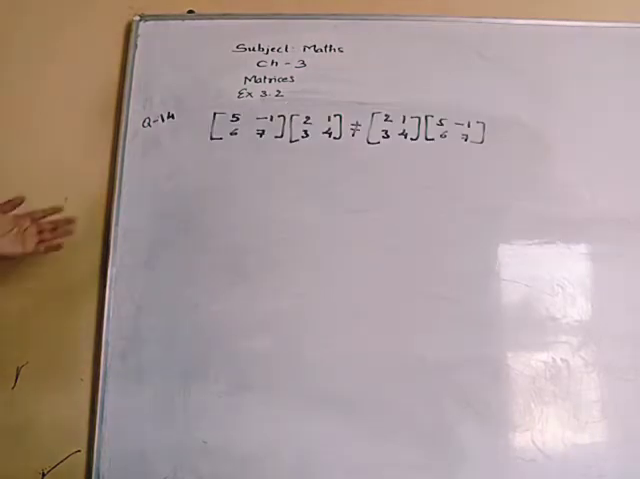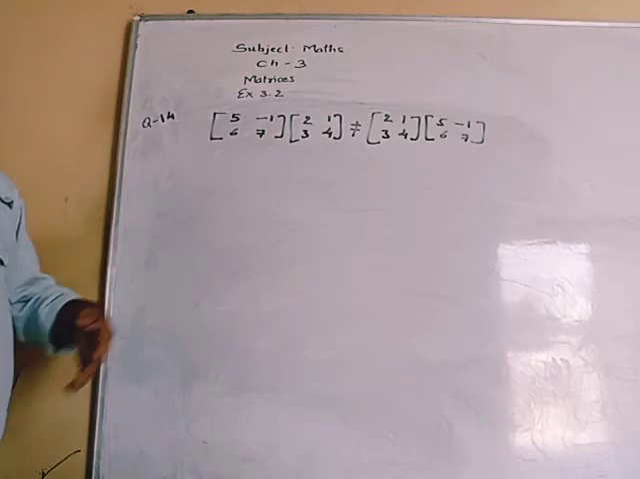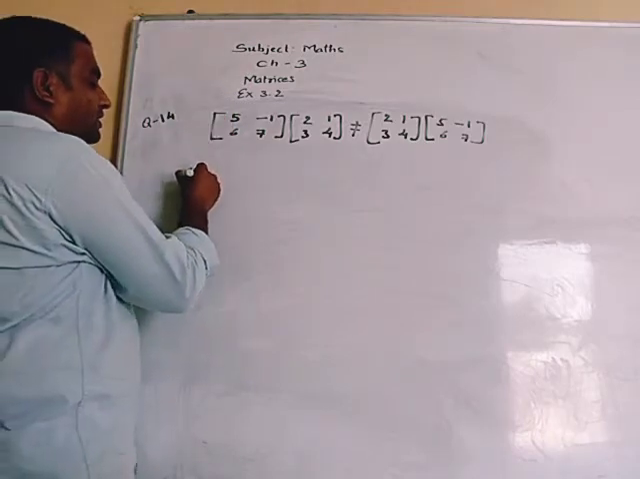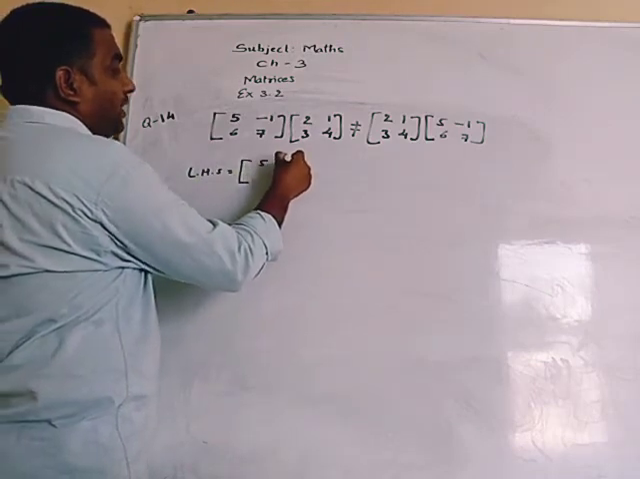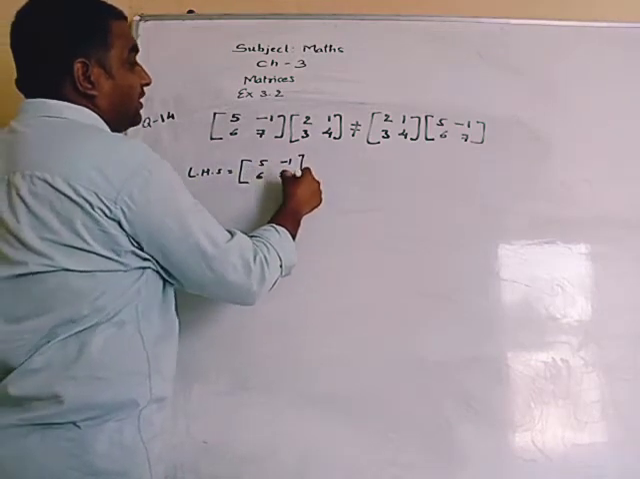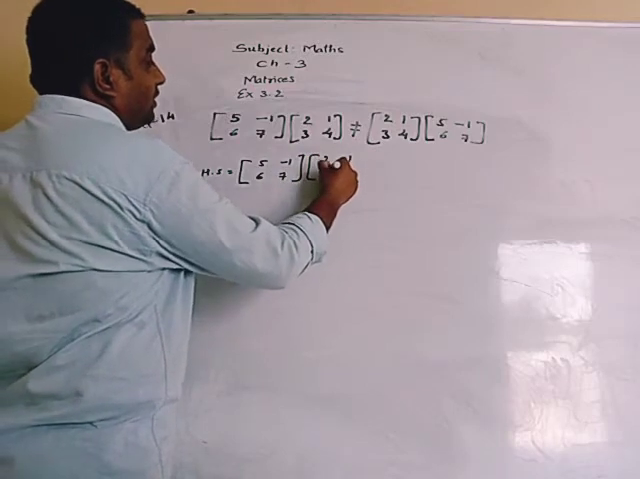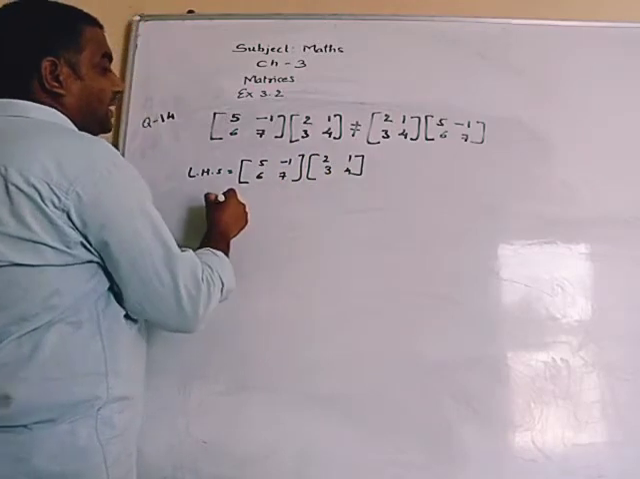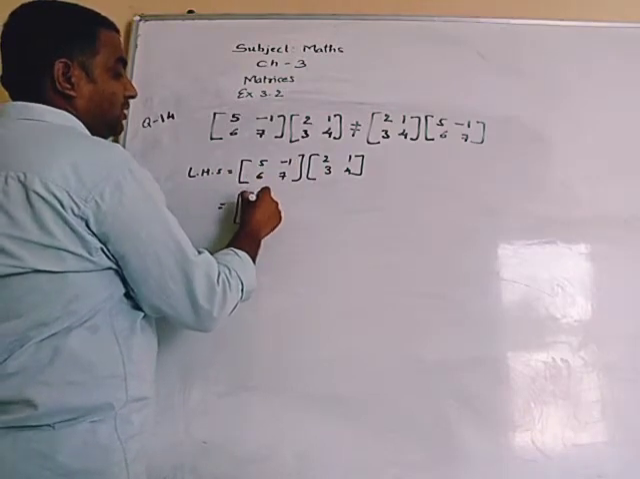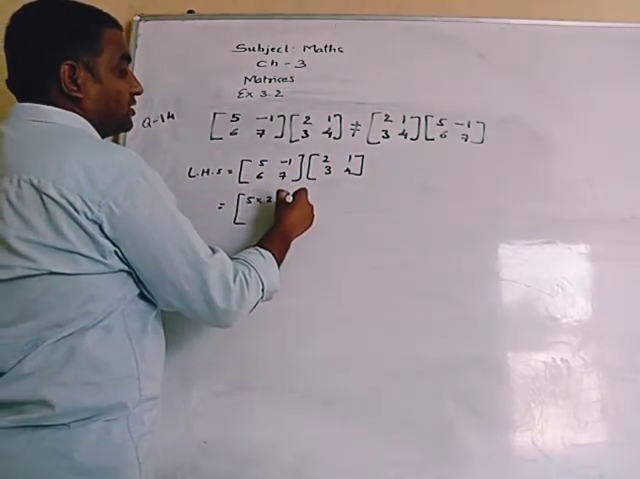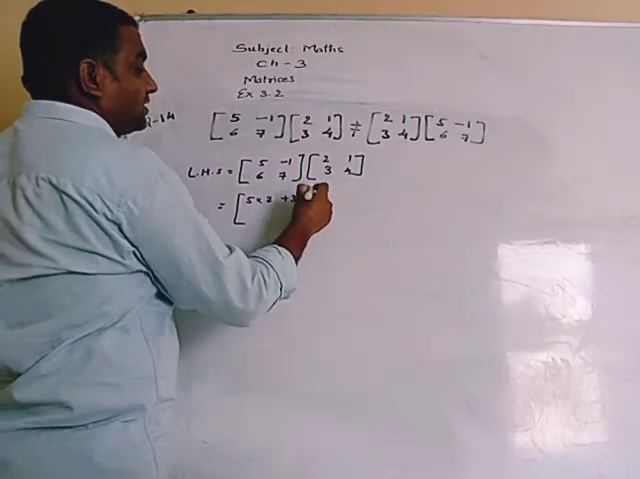Now we have question 14, that is we have to show that matrix multiplication is not commutative. So for that, first on the left hand side two matrices are given, 5 minus 1 6 7 and 2 1 3 4. So we take the matrix multiplication, then it will be 5 multiply 2 plus 3 multiply minus 1.